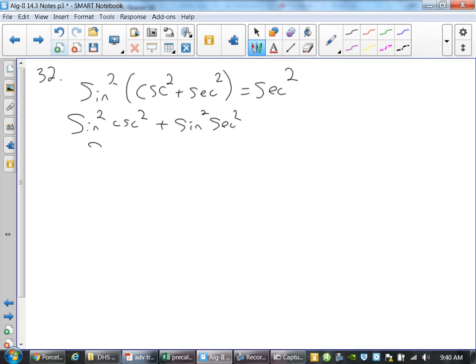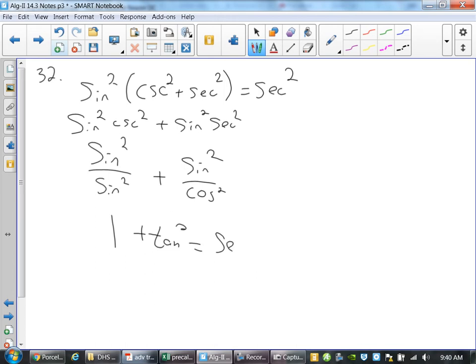Remember, it's sine. So you get 1. This part, you get sine squared over cosine squared, which is tangent squared, which by the Pythagorean identity is secant squared. Why do you get sine squared over cosine squared? Secant is 1 over cosine. Sine squared times 1 over cosine squared is sine squared over cosine squared.